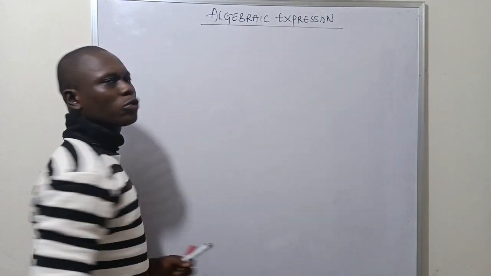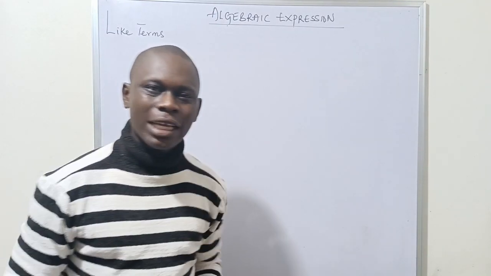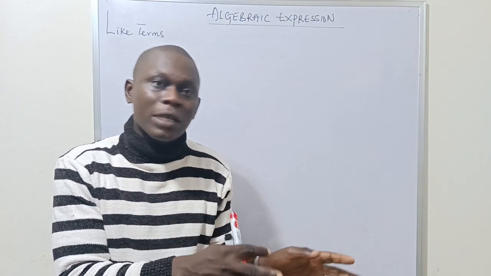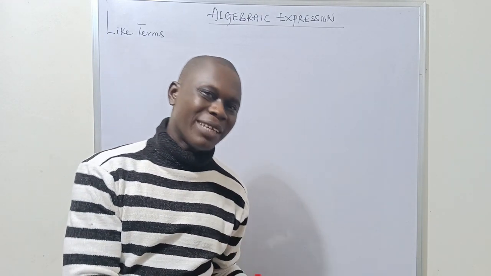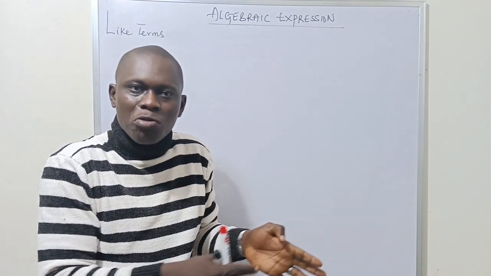Now, before we move on, I want you to understand what is called like terms, like and unlike terms. Like terms simply means terms that are the same thing, that belong to the same family. Permit me to use the word family so that you can understand better. We can also say the same group.